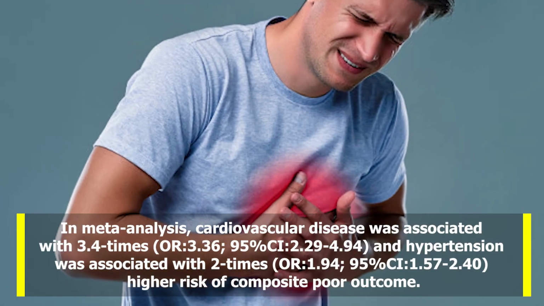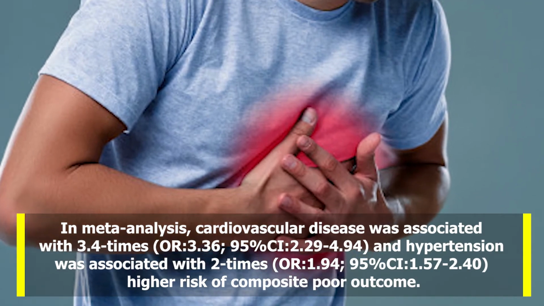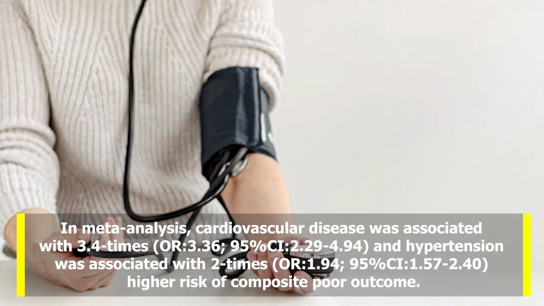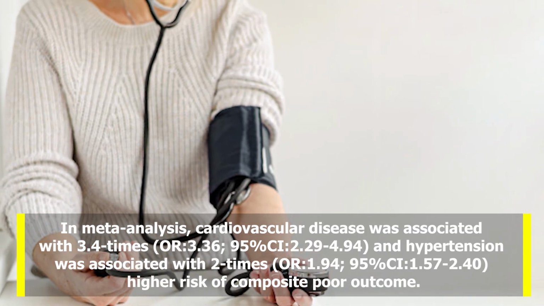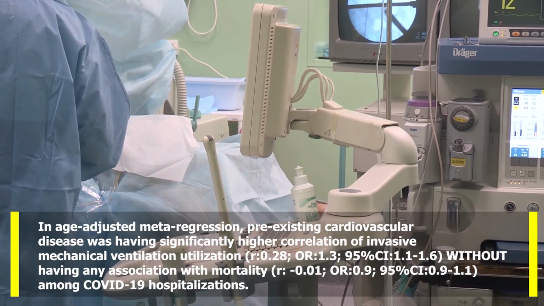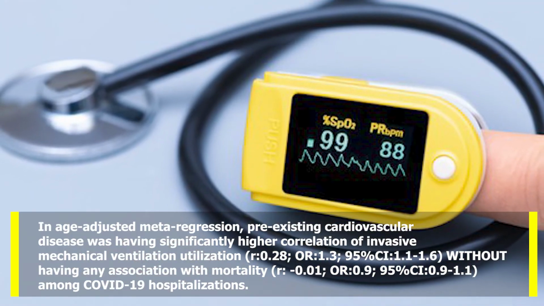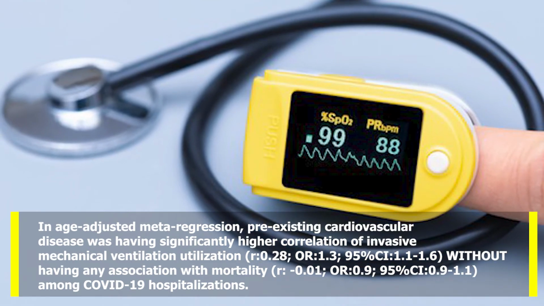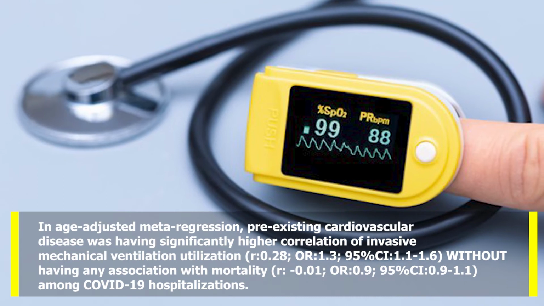In meta-analysis, cardiovascular disease was associated with 3.4 times and hypertension was associated with 2 times higher risk of composite poor outcome. In age-adjusted meta-regression, pre-existing cardiovascular disease was having significantly higher correlation of invasive mechanical ventilation utilization without having any association with mortality among COVID-19 hospitalizations.